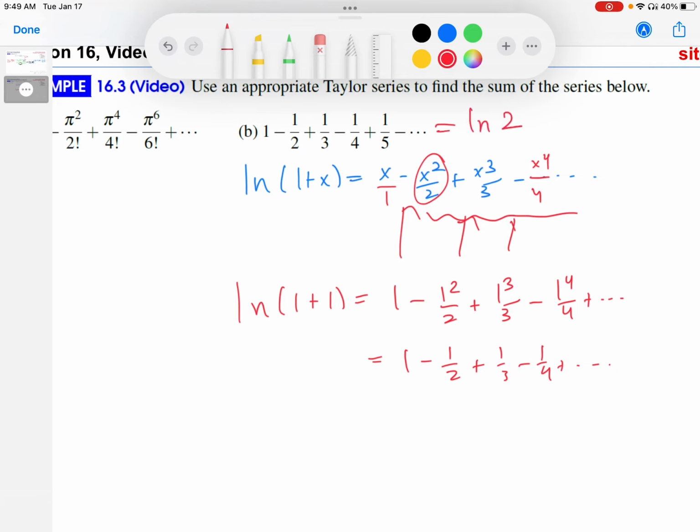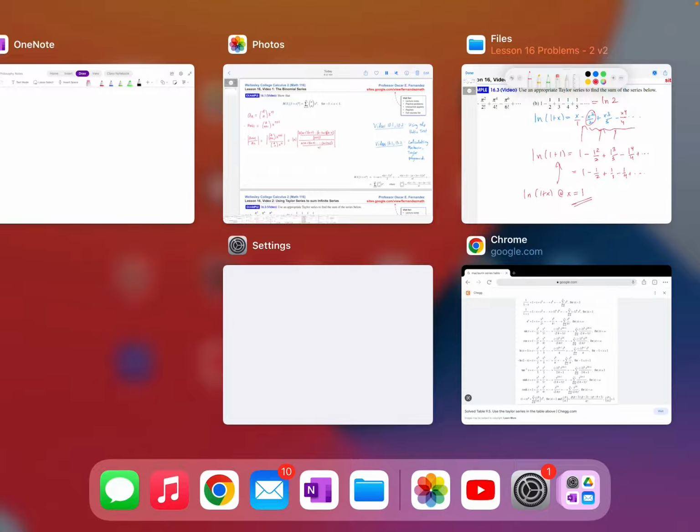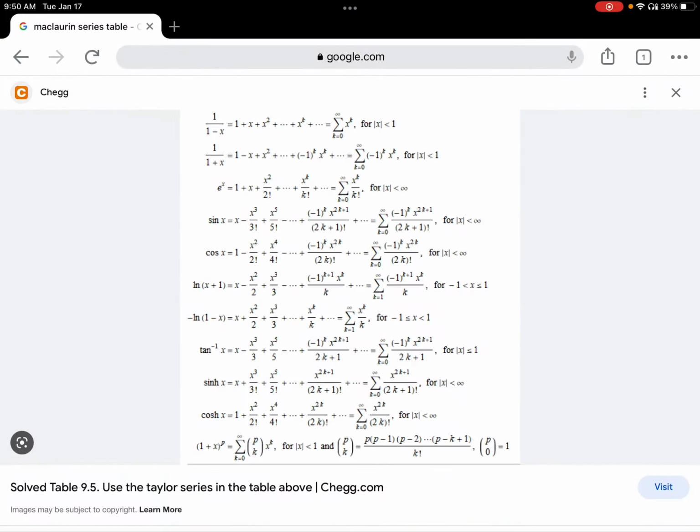Again, we should go back and do what we did earlier. We should verify, right? This is ln of 1 plus x at x equals 1. Question, does ln of 1 plus x converge? Does the Maclaurin series for ln of 1 plus x converge to ln of 2 at x equals 1? Well, let's go back to the table, right? This is where, again, not just knowing the Maclaurin series, but its interval of convergence matters.